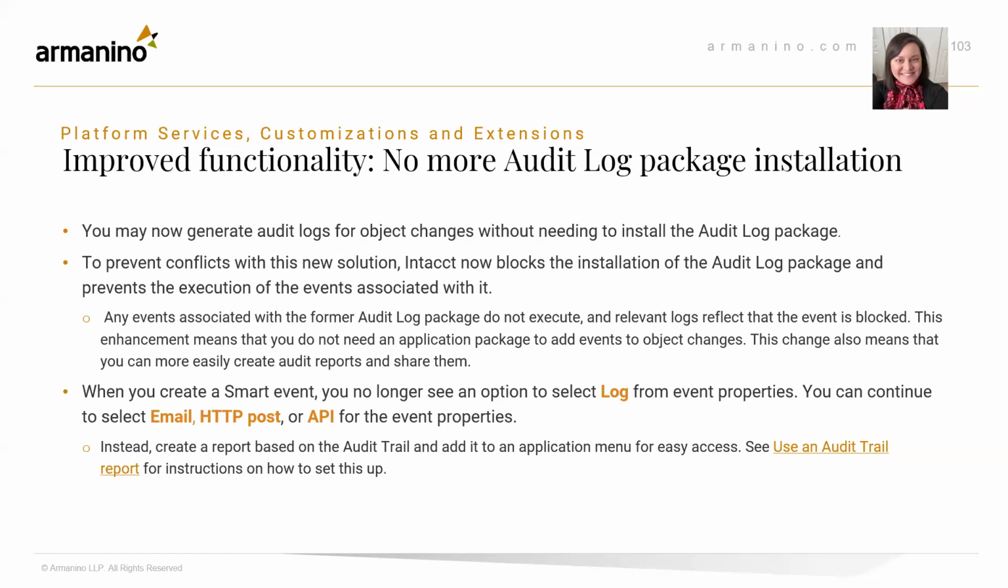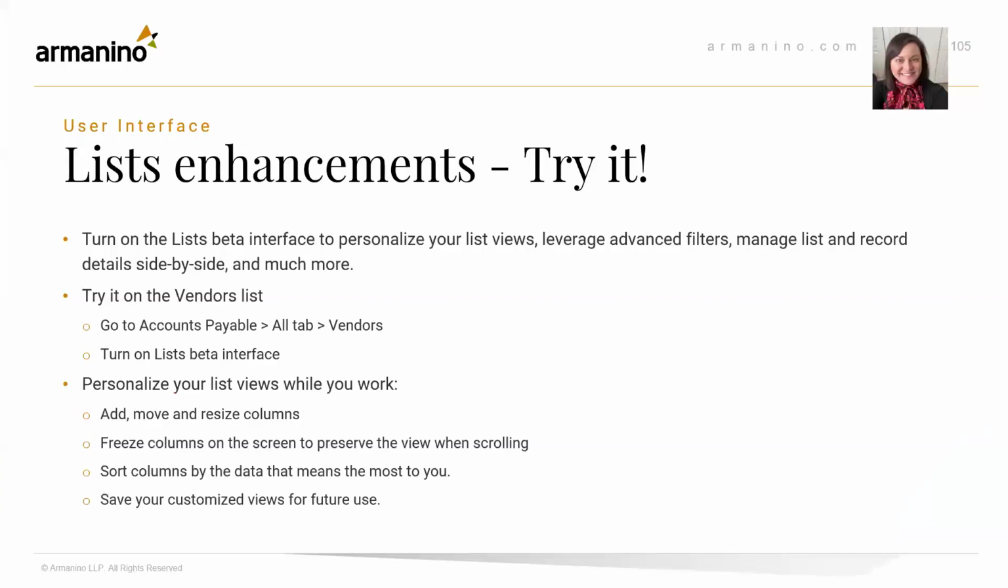This enhancement means you do not need an application package to add events to object changes. This change also means that you can more easily create audit reports and share them. When you create a smart event, you no longer see an option to select log from event properties. You can continue to select email, HTTP post, or API for the event properties. Instead, create a report based on the audit trail and add it to the application menu for easy access. And you can view help content for instructions on how to set that up.